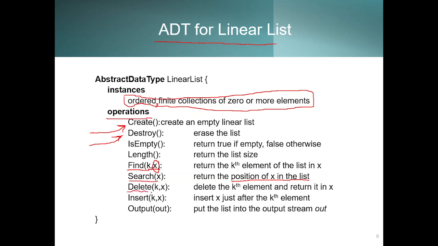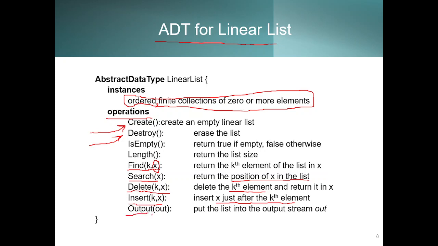You should be able to delete an element at a particular index or location. So this function would delete the kth element in the list and return it in x, so that you know which element has been deleted. Another function provides you with a method to insert a new element. So how do you insert a new element? You insert x just after the kth element. So you specify k and you say insert x after k.